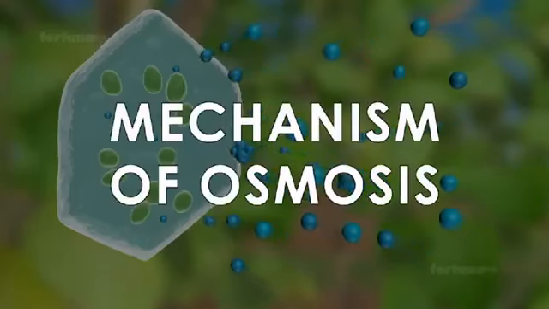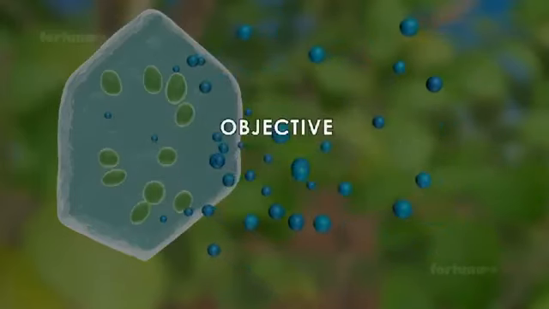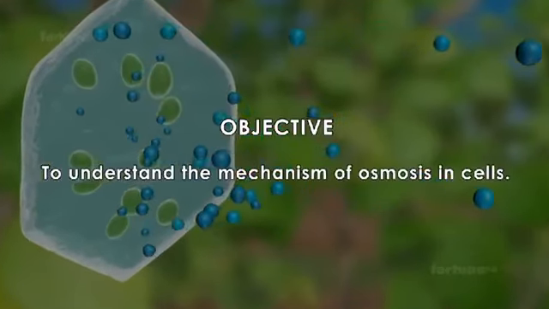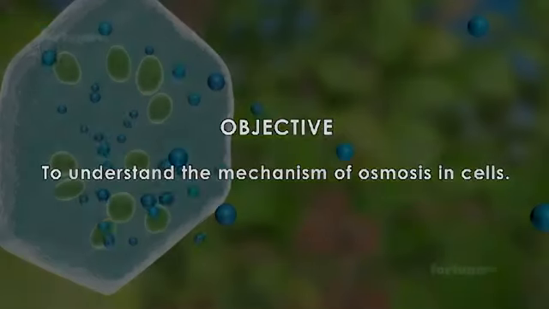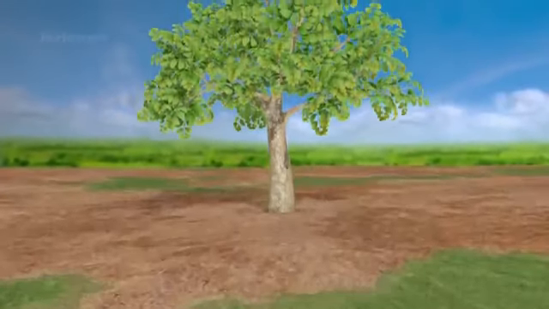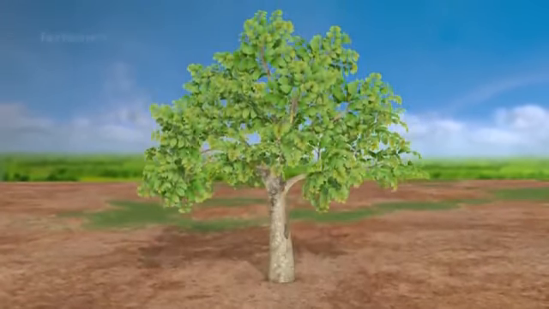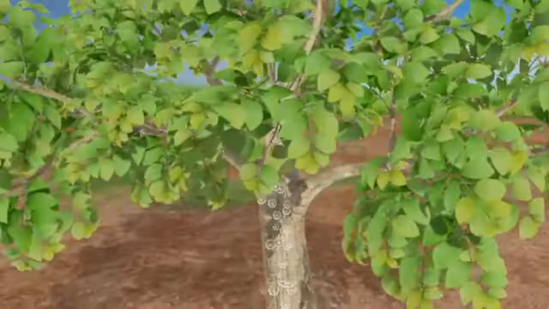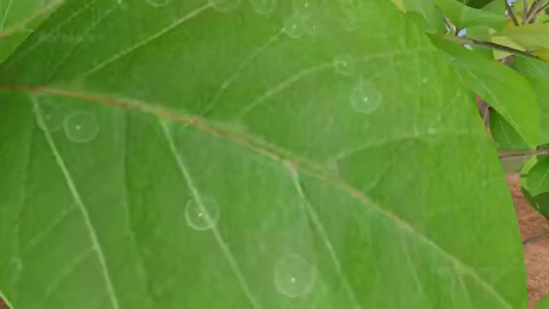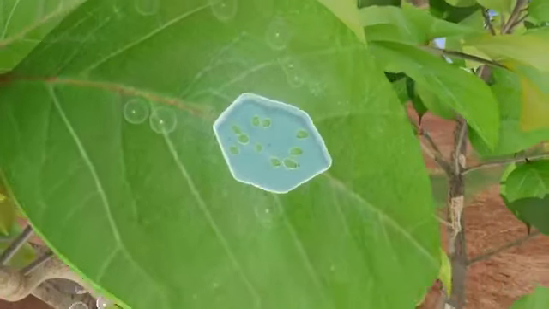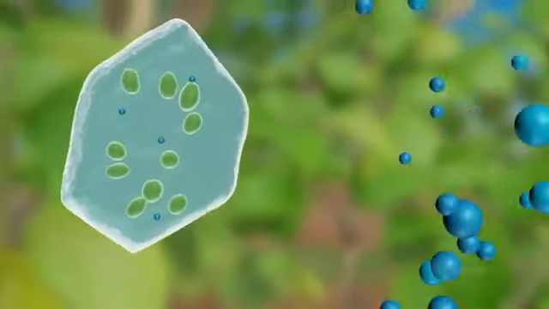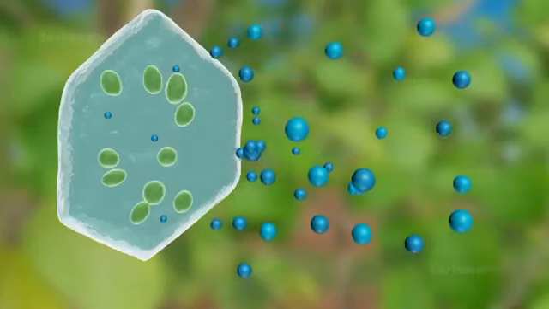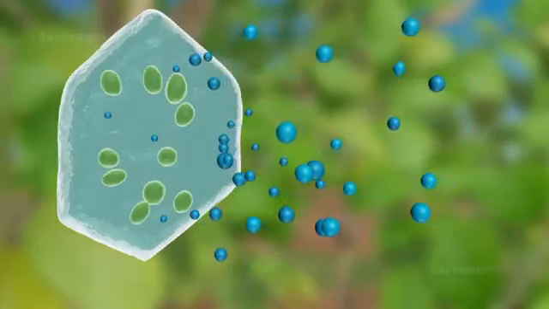Mechanism of osmosis. Objective: to understand the mechanism of osmosis in cells. Osmosis is a process during which water is passively transported through a semi-permeable membrane between cells and tissues. It will move from an area where it is more highly concentrated to an area of lower concentration.